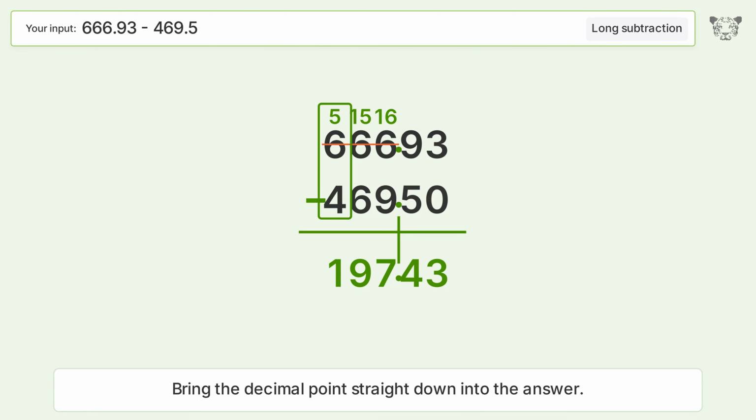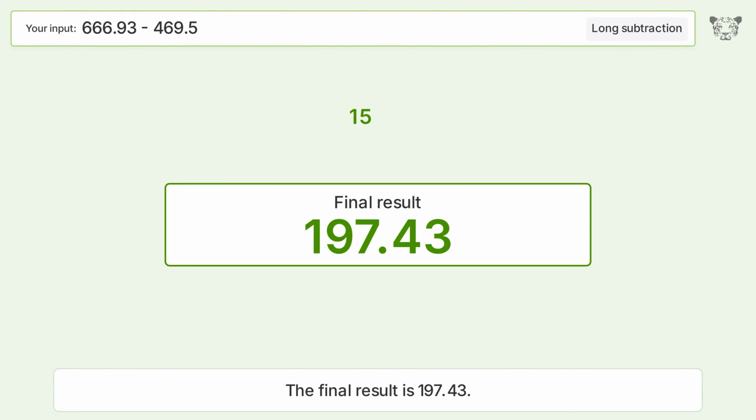Bring the decimal point straight down into the answer. The final result is 197.43.